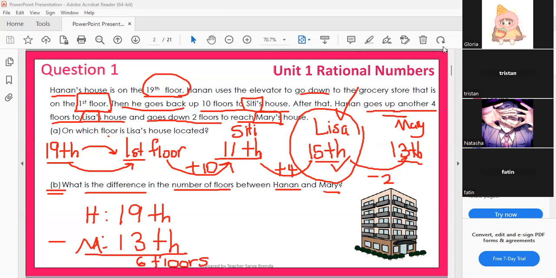I hope you remember your positive, negative numbers are super important. Got it? Can I have a thumbs up? Tristan, yeah, happy. How about Gloria, Natasha, and Fatin? Do you understand, or have you forgotten? Okay or not, girls? All right, good.